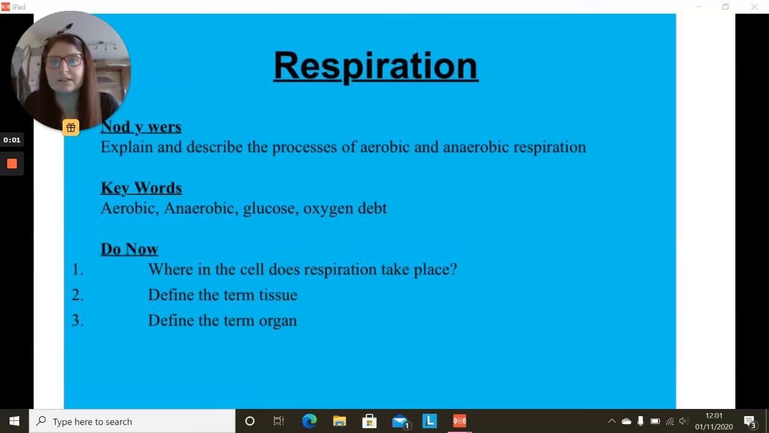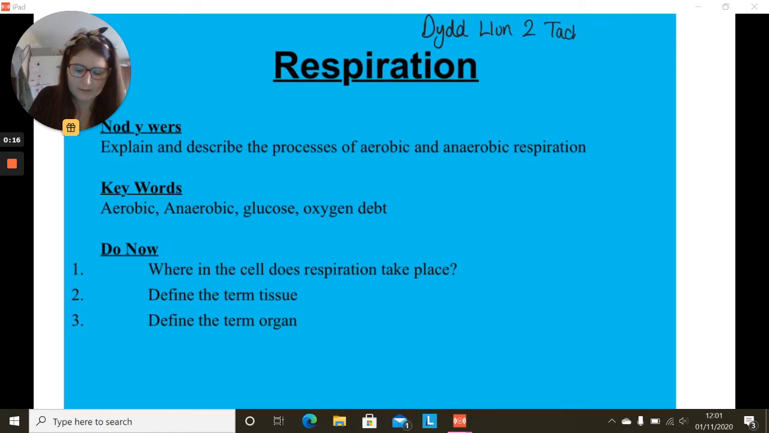Okay, this is your lesson on respiration. So if you put on your paper the title, respiration, today's date is the 2nd of November. We're getting closer and closer to Christmas. Our aim is to explain and describe the processes of aerobic and anaerobic respiration. Keywords to write down are aerobic, anaerobic, glucose and oxygen.